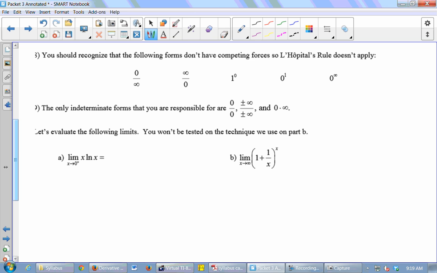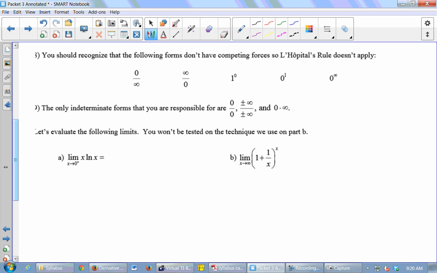Same with 1 to the 0, 0 to the 1, and 0 to the infinity. They are not competing forces, right? 1 to the 0 would be 1, 0 to the 1 would be 0, and 0 to the infinity would be 0. So the only indeterminate forms that you are going to be responsible for are 0 over 0, infinity over infinity, which we've already looked at, those two, and 0 times infinity.